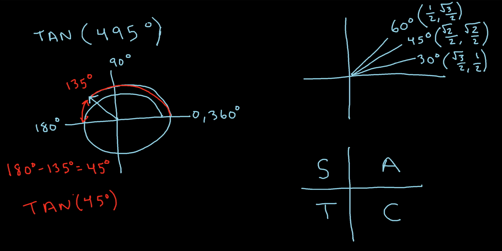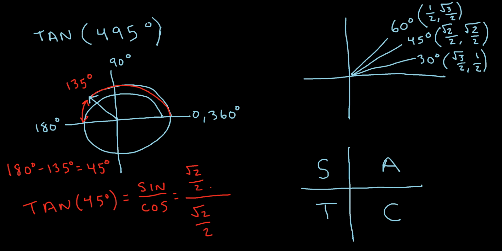Now, if you'll recall, the tangent is sine over cosine. So, if we look at 45 degrees on our unit circle, the xy coordinates that correspond to 45 degrees are the square root of 2 over 2 and the square root of 2 over 2. So remember, the cosine is the x and the sine is the y.